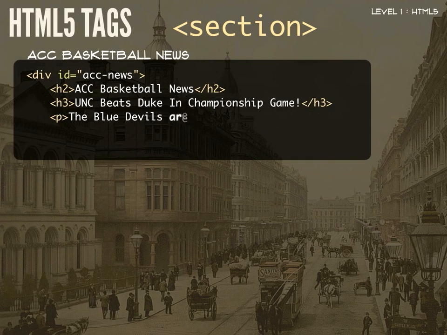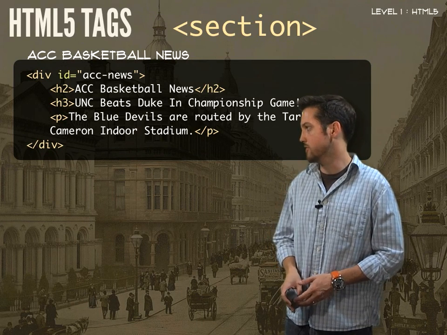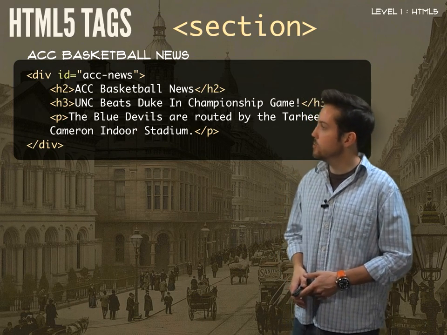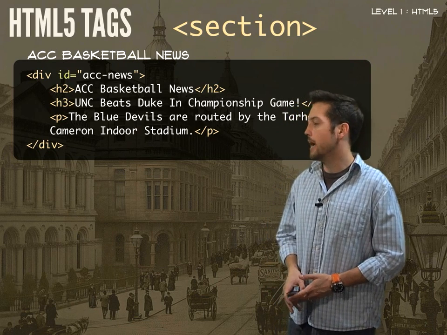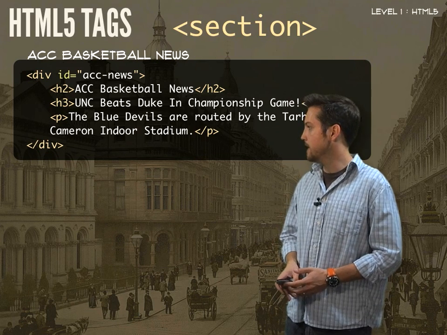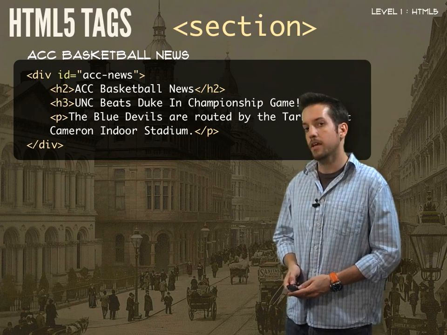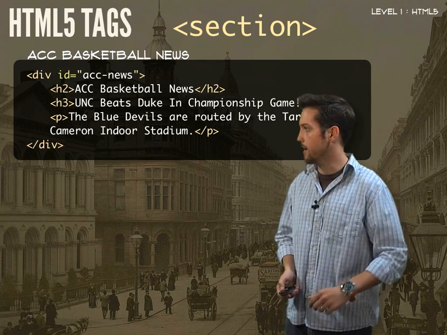Let's say we have a section of our site called ACC Basketball News. Previously, we might have marked up this section like so. Div ID equals ACC News, then we have a title, ACC Basketball News, a subtitle, UNC beats Duke in the championship game, and then our paragraph content. So how might we mark this up in HTML5 using this section tag?